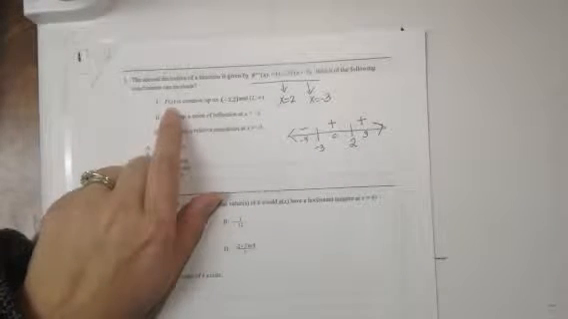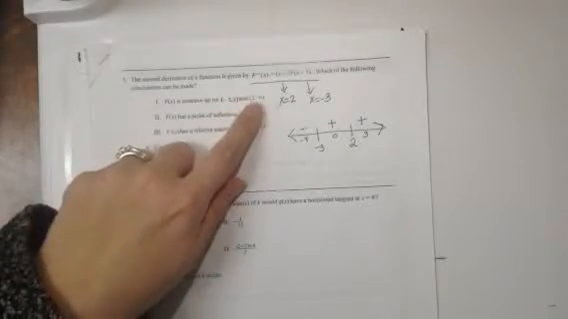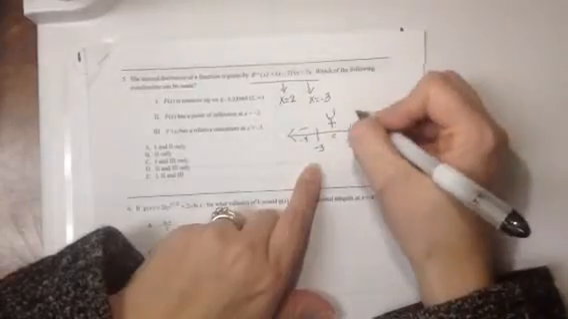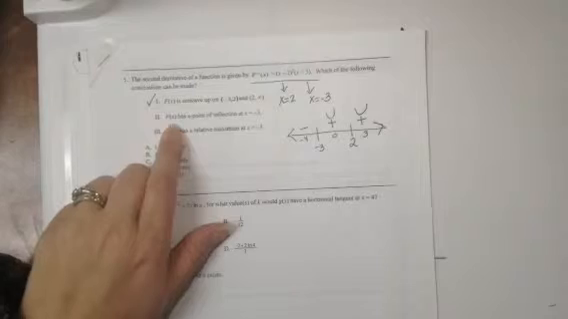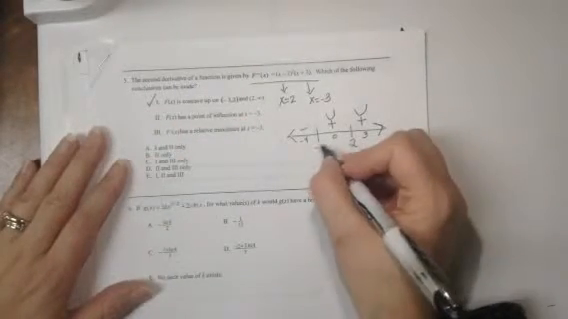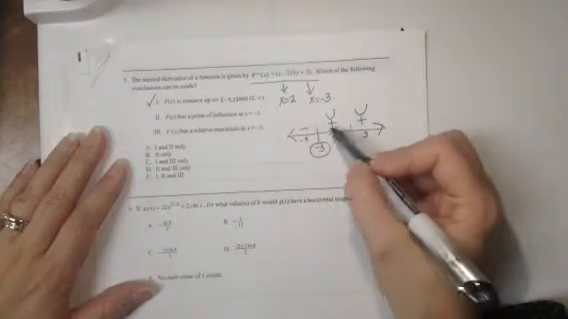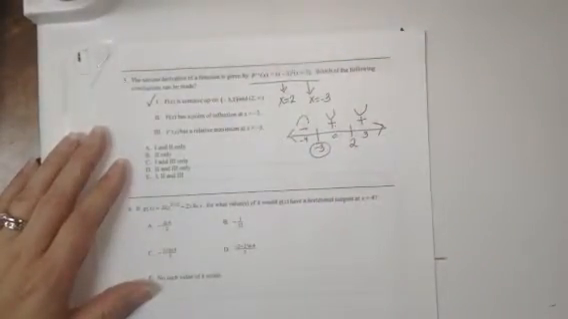f of x, which is the original function, pay attention to your notation, is concave up on the intervals from negative 3 to 2 and 2 to infinity. That's true. They are concave up here and here. So number 1 is true. f of x has a point of inflection at x equals negative 3. In order to have a point of inflection at x equals negative 3, there needs to be a change in concavity, and there is. It's concave down, and then it switches to concave up. So this is a true statement.